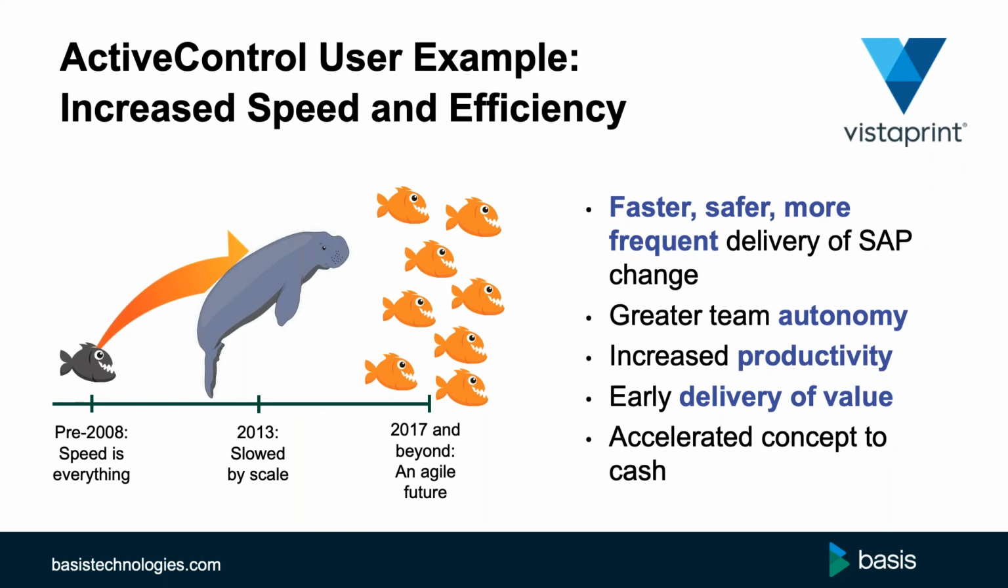And as you can see, again, in the context of this speed and efficiency benefit that we're talking about, Vistaprint are talking about safer, faster, more frequent delivery of change with greater autonomy in their teams, greater productivity, and really importantly, early delivery of value, and this idea of an accelerated concept to cash, getting from idea to working code much more quickly. And Vistaprint are actually in a scenario where they're able to deploy any changes to production on a daily basis now if they're ready to do so.